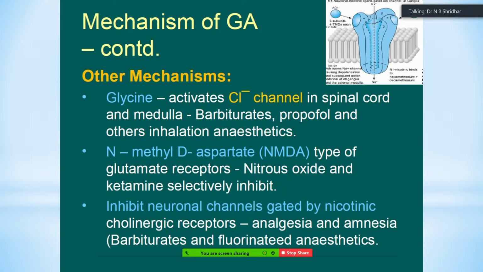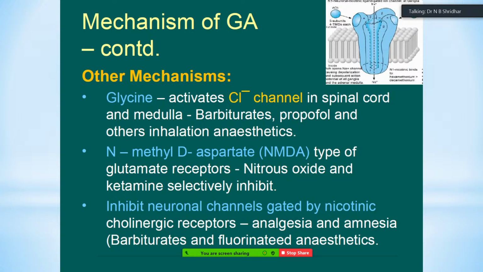Another thing is NMDA. Ketamine and other dissociative anesthetics act through the NMDA, N-methyl D-aspartate, type of glutamate receptors; the aspartate and glutamate receptors are also very important. Nitrous oxide and ketamine selectively inhibit the NMDA type of receptor. They are not going to act on GABA. That's why ketamine produces a very characteristic type of anesthesia, so it is known as the dissociative anesthetic.